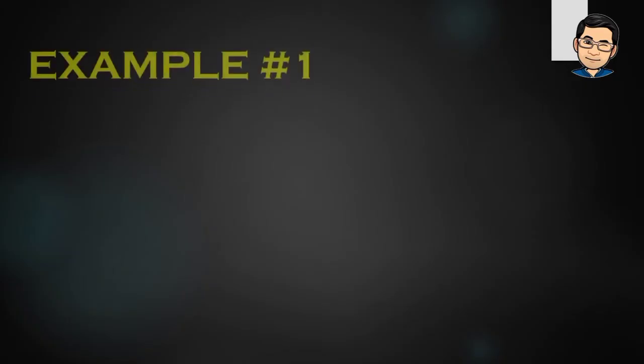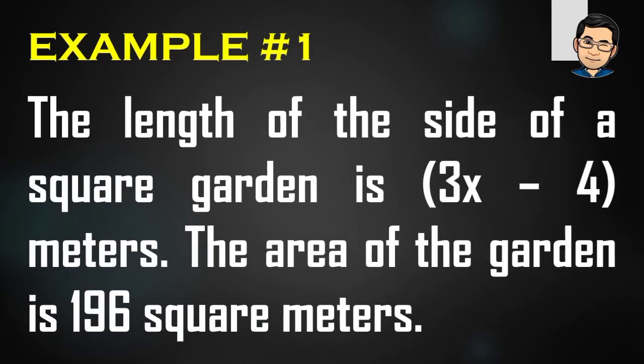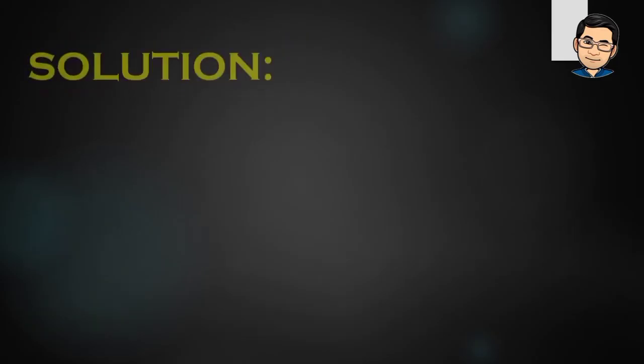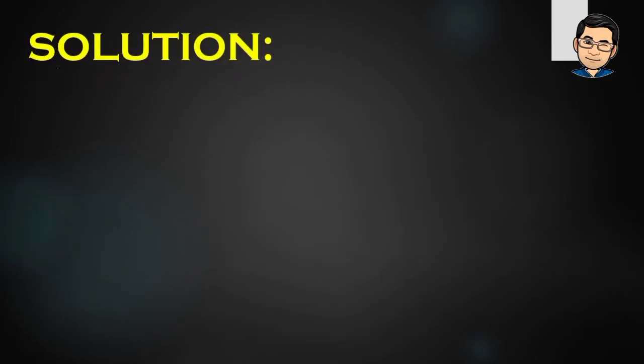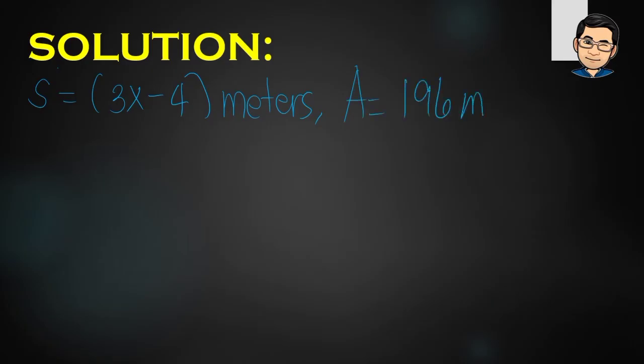So, let's have example number 1. The length of the side of a square garden is 3x minus 4 meters. The area of the garden is 196 square meters. So, for our solution, so given yung side ng square which is 3x minus 4 meters. While yung area niya is 196 square meters.